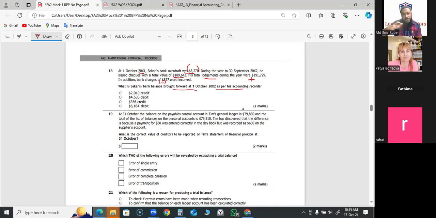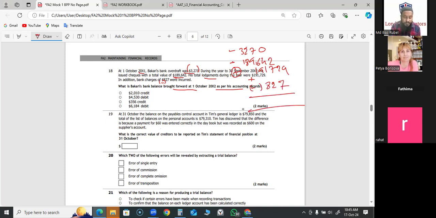This is not a bank reconciliation or a difficult question. It's a straightforward question asking you about the bank balance. You started with the minus, which is 3,270. Then you have minus more, you gave some money, so money goes down from the bank, 642. Plus you get some lodgements, you're getting some money into your bank, 191,729. And there are charges, minus 827.